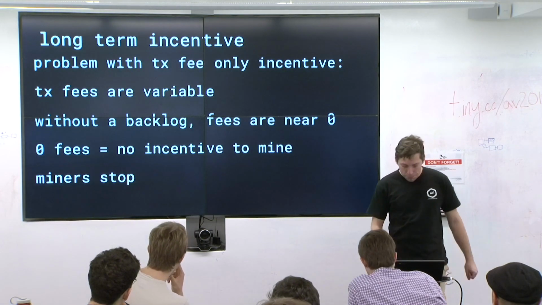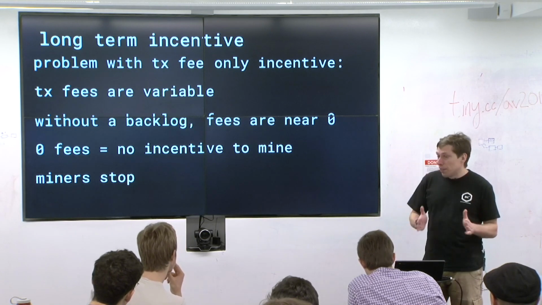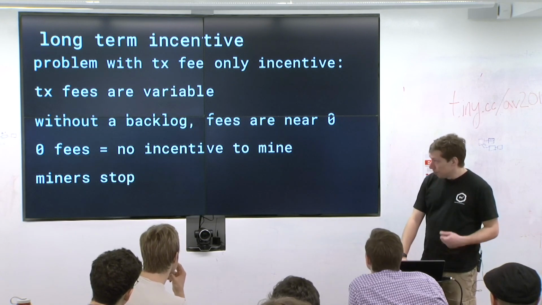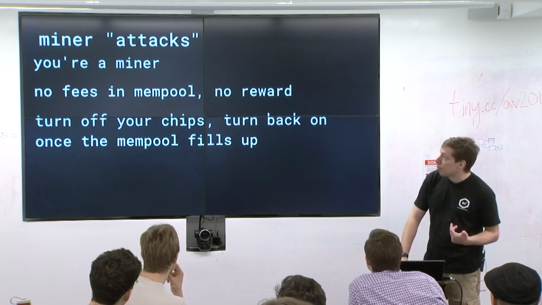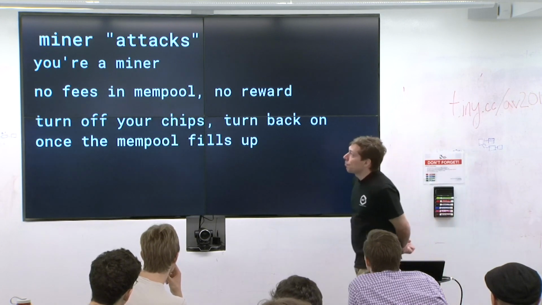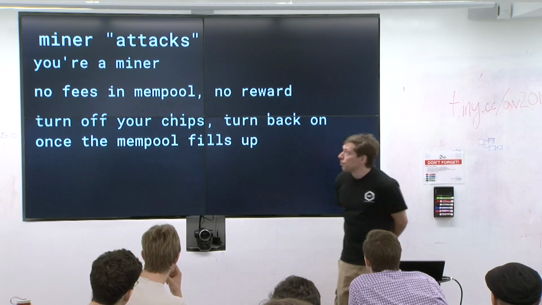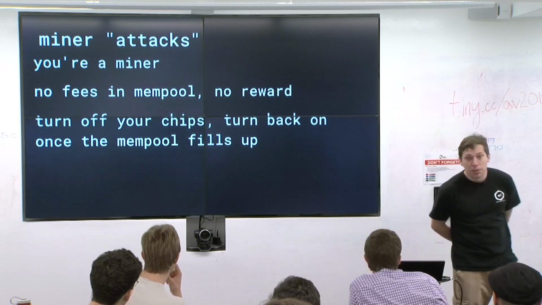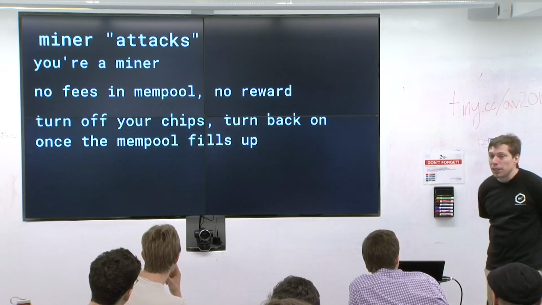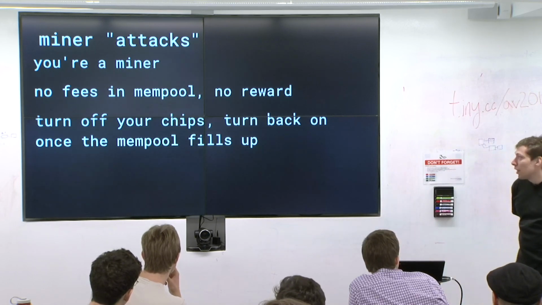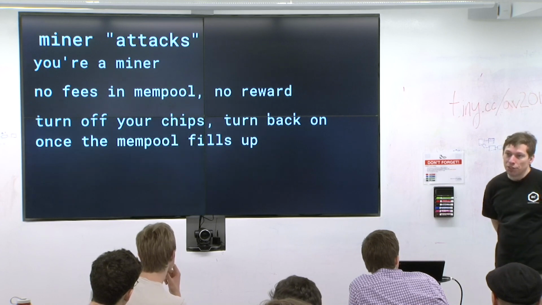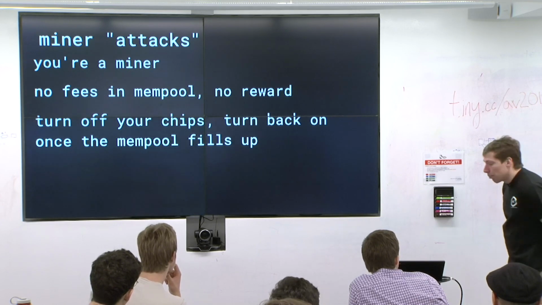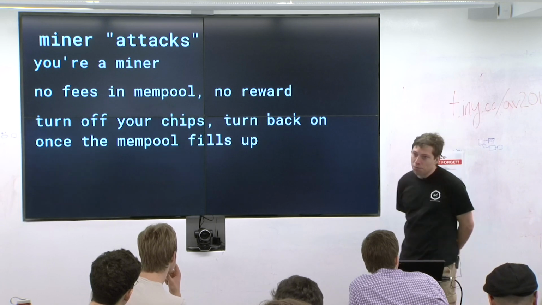And that could be a problem even on much shorter timescales, such as the timescale of a single block. So for example, here's what you do. You're a miner. There's no fees in the mempool. There's no reward. There's no reason to mine, right? Turn off your chips, and then turn them back on once the mempool starts filling up, because it will eventually. But the idea is, okay, for the next couple minutes, I'm just idling.